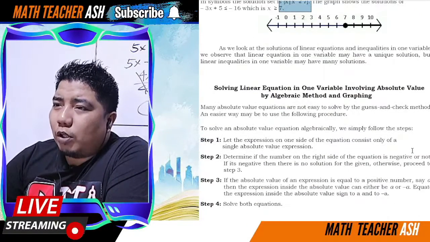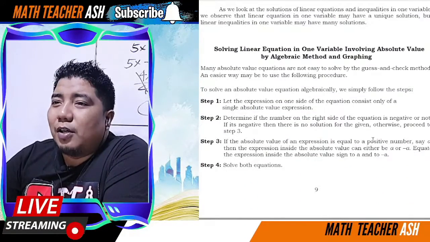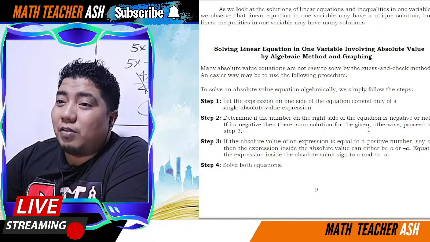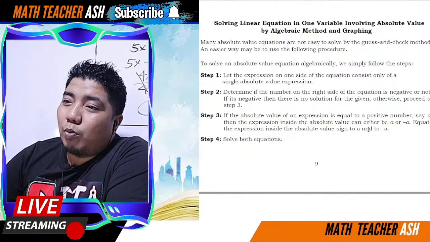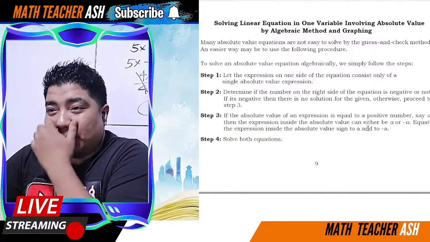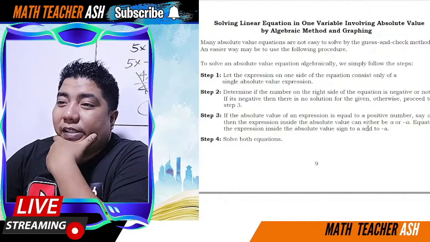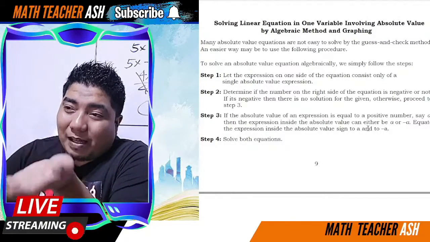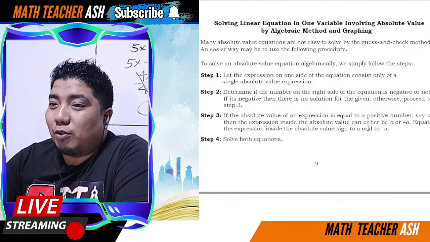solving linear equations in one variable involving absolute value by algebraic method and graphing. Okay. So, many absolute value equations are not easy to solve by the guess and check method. An easier way may be to use the following procedure. Let the expression on one side of the equation consist only of a single absolute value expression. Determine if the number on the right side of the equation is negative or not. If it's negative, then there is no solution for the given. Of course, because absolute value always gets the positive value of all expressions. Otherwise, proceed to step 3.